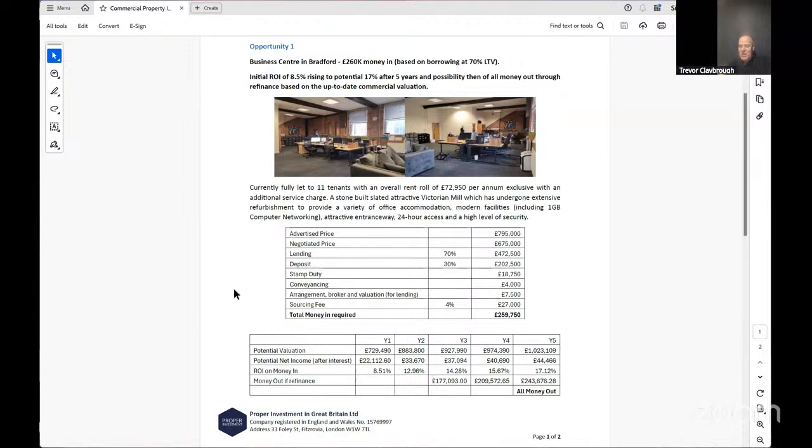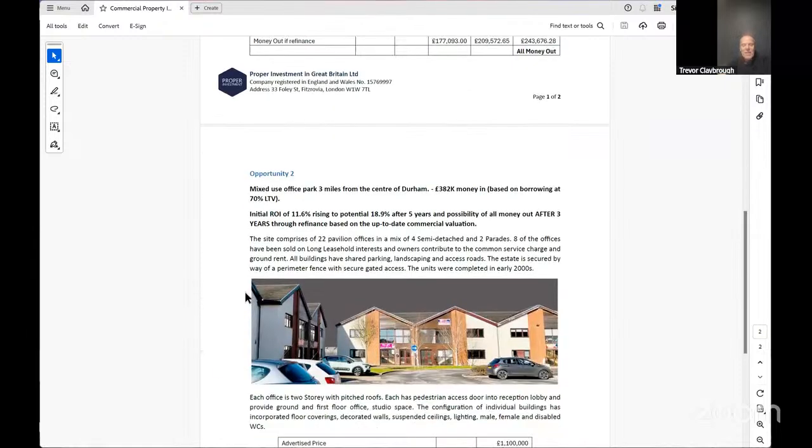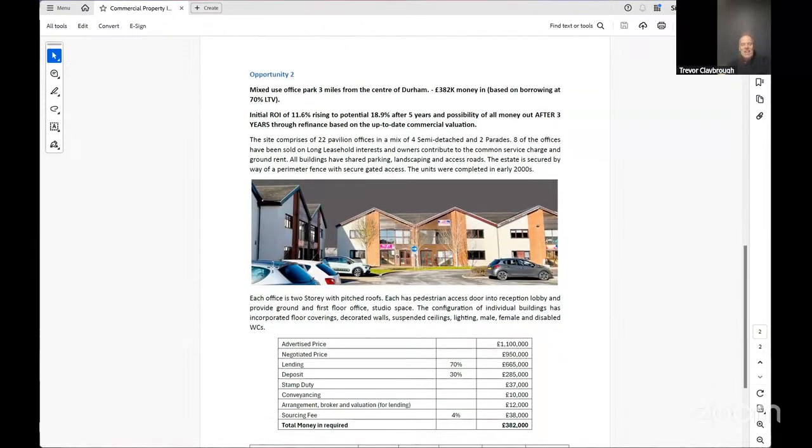So let's move on to the next one. This one's different. The thing that we still like about it is that it's mixed use. If you're buying a massive warehouse, it could be like £1 million, and you could put the same amount in. This one, the advertised price is 1.1 million. We've currently negotiated a price of 950,000. For that price, you could probably go out and buy, I don't know, maybe a 4,000 square meter warehouse.